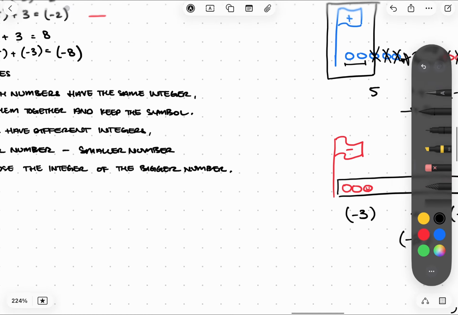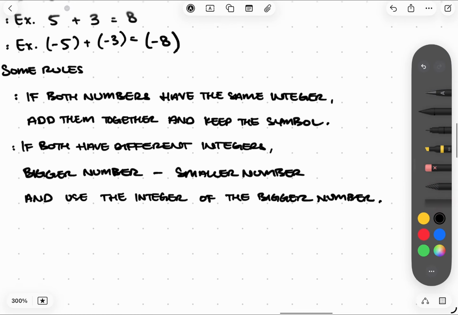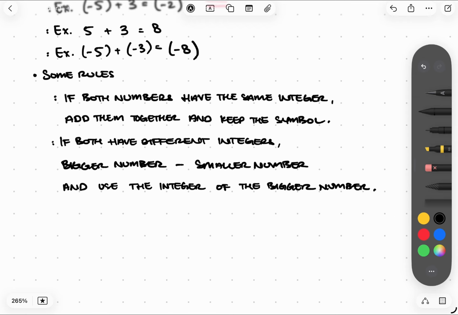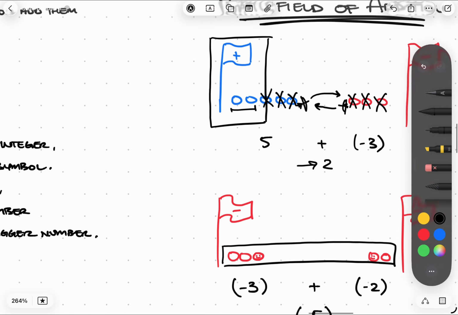And you could stick with following the rules here, right? Just see what happens. If they both have the same integer, then what do you do? But if they have different integers, then what do you do, right? So same integers means they team up, but you keep that symbol. Whereas if they are different integers, the bigger army is going to win. So you keep the symbol of the bigger number or the bigger army, and that's what you get.